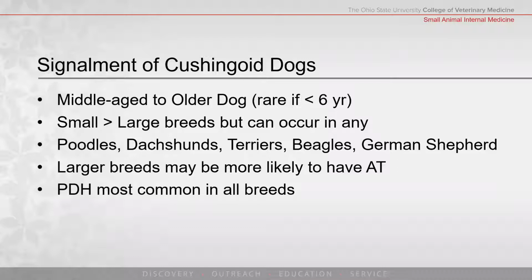So you guys know middle-aged to older dog, rare Cushing's if they're under 6 years, small dogs more than large breed dogs, but any dog can get it. You guys know the breeds: poodles, dachshunds, terriers, beagles, German shepherds. Larger breeds may have a higher risk of adrenal tumors than small breeds, but overall pituitary dependent is the most common.